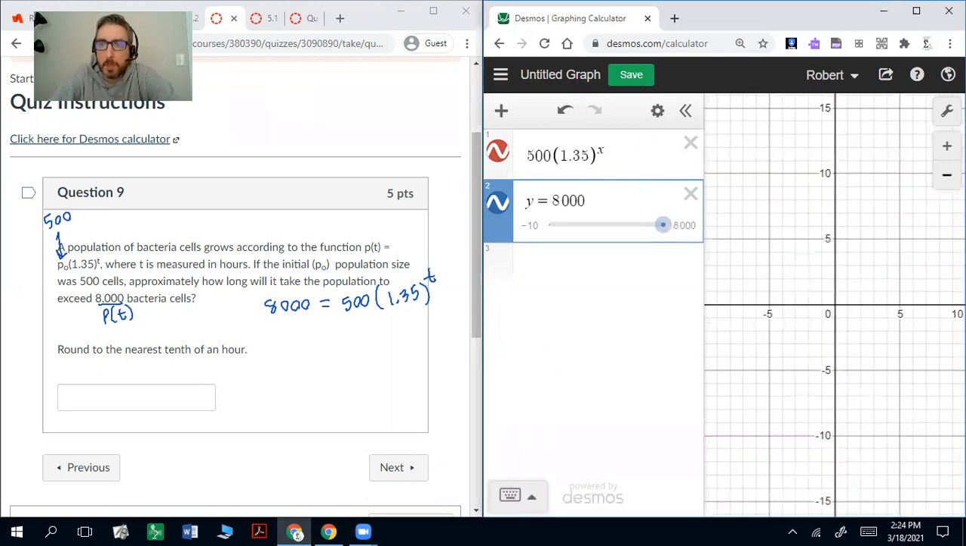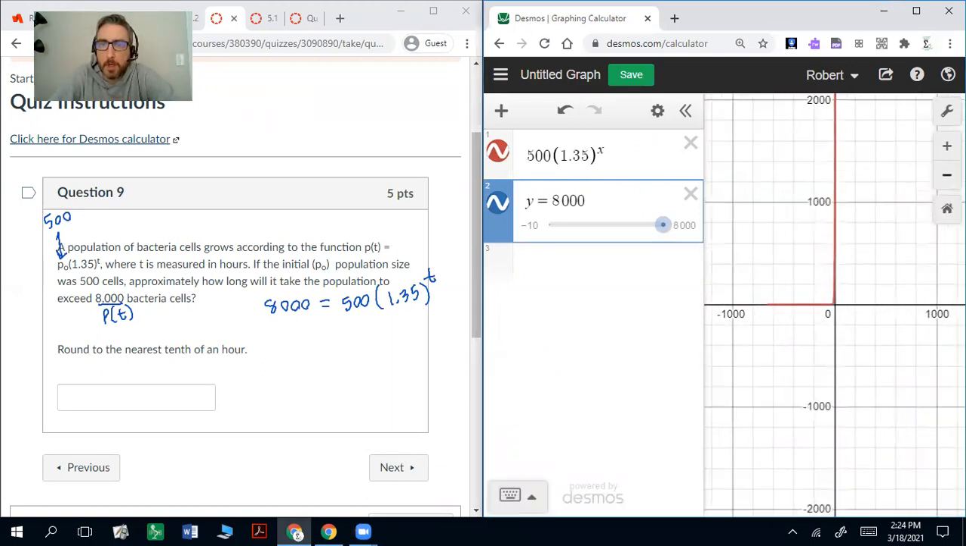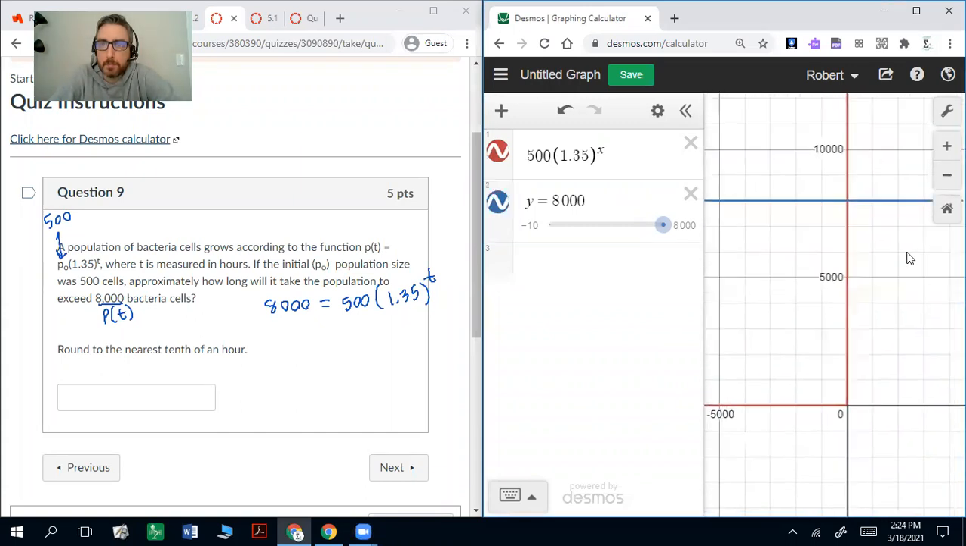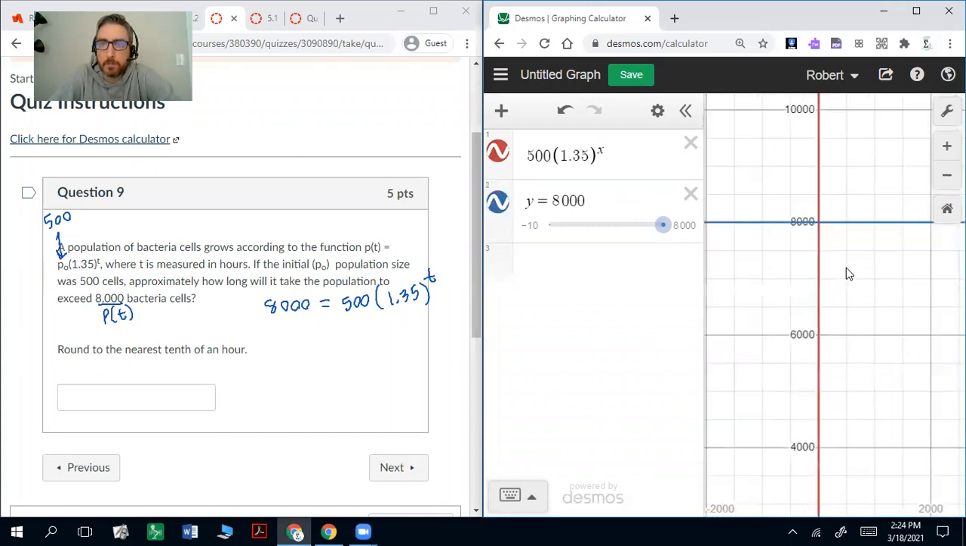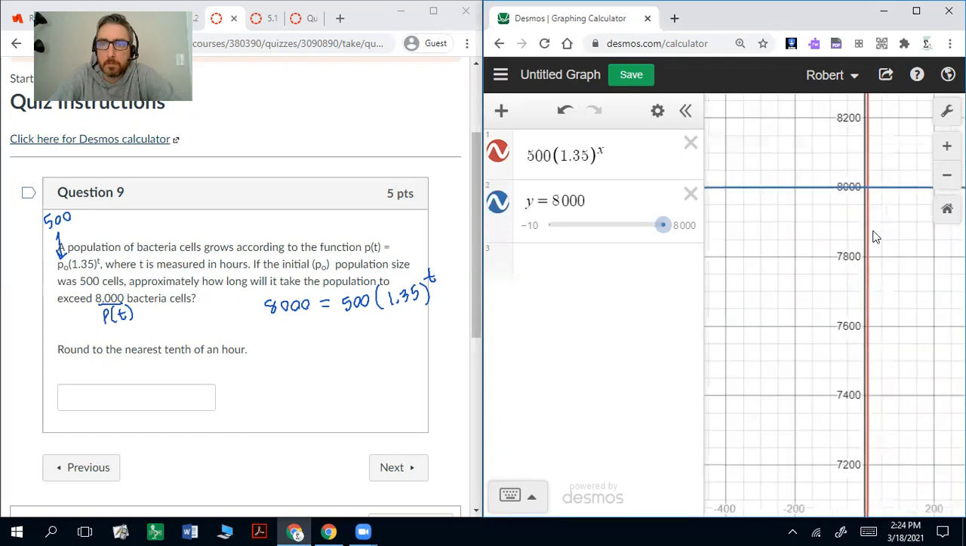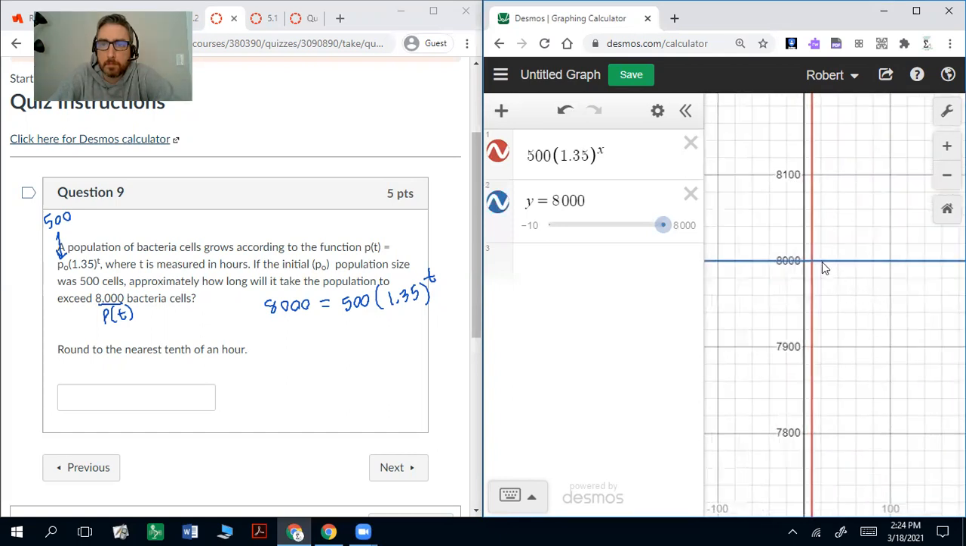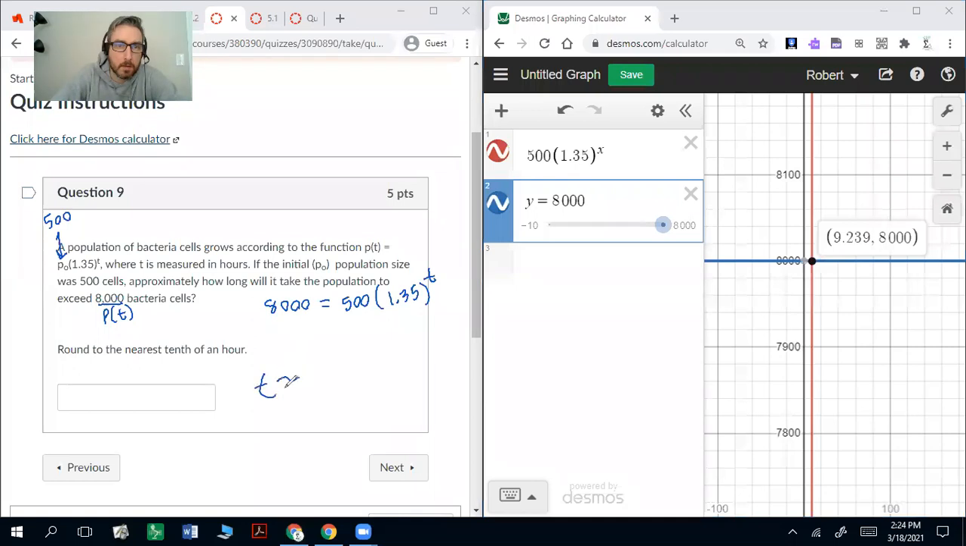Let me press home and zoom out. And we're looking for 8,000. And I'm seeing about 9.239. So it says nearest tenth of an hour, 9.239. 9.2 is fine. You can go out 9.24, 9.239. As long as you're close, you're good.